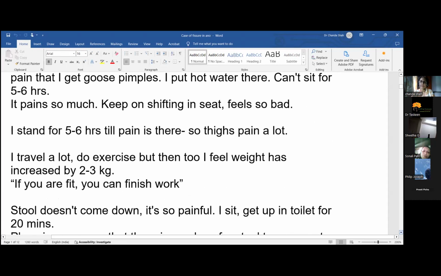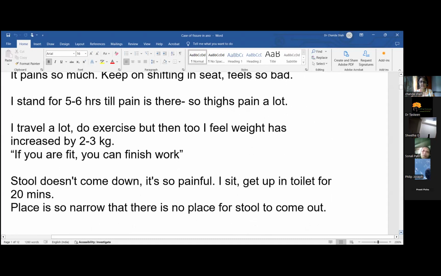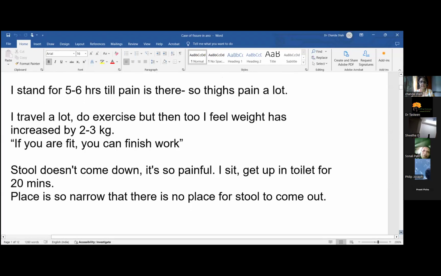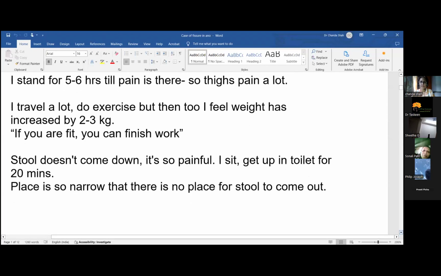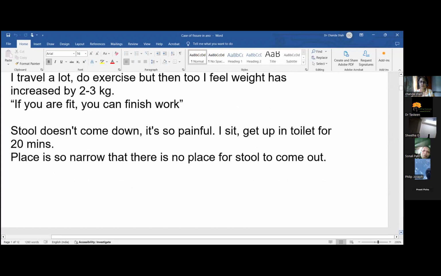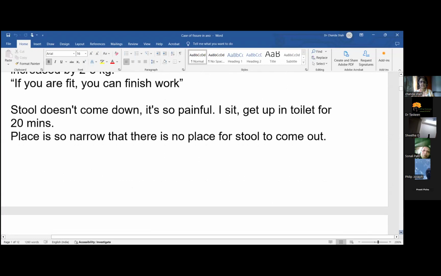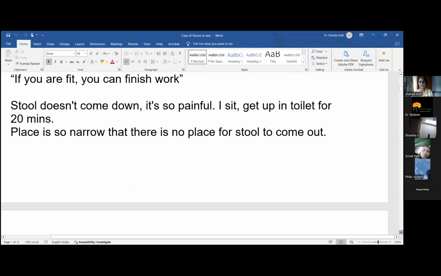But then there's pain in the thigh. Okay. Saying I need to travel a lot. I do exercise, but then too I feel weight. I feel the weight has increased by two, three kilos. Then if you are fit, you can finish work. The stool doesn't come down. It's so painful. I sit, get up in the toilet for 20 minutes. The place is so narrow that there's no place for the stool to come out. Okay.